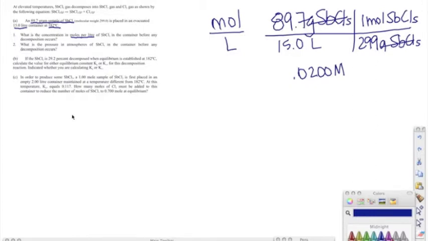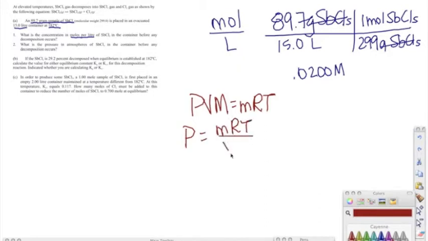Number two, what is the pressure in atmospheres of the SbCl5 in the container before any decomposition occurs? Again, if you want to know pressure and you have mass, volume, and temperature, since we have mass instead of moles, we can use the special form of PV equals nRT that we came up with. PVM equals mRT, where the capital M is the molar mass and the little m is the mass that you are given. Rearrange this for pressure, and we get pressure equals little m RT over V big M, and then plug in all of our numbers.